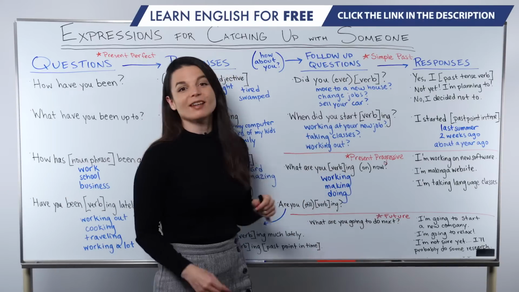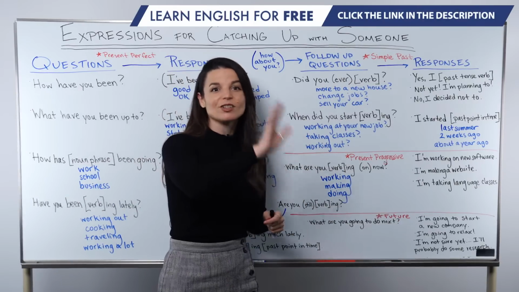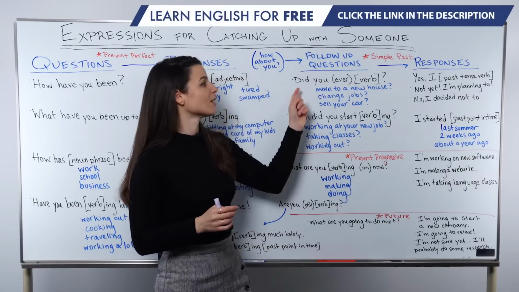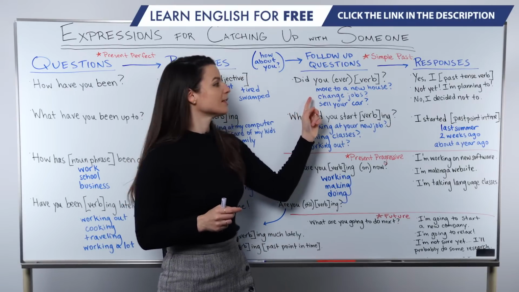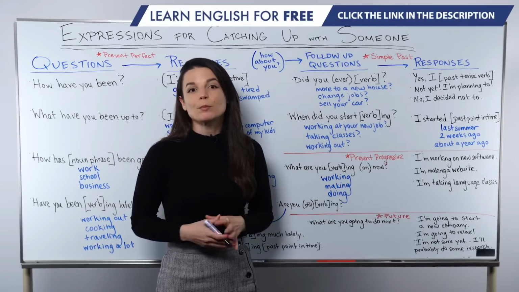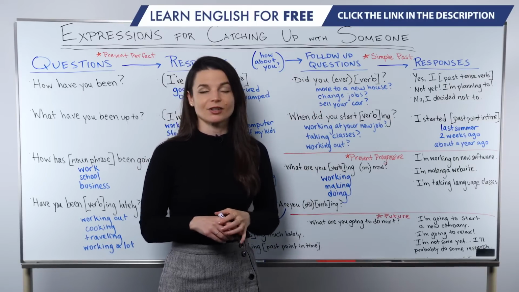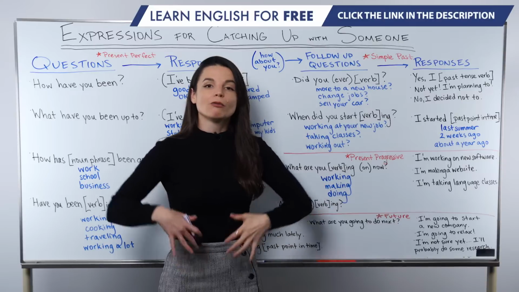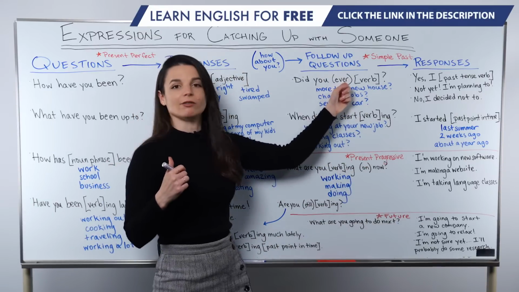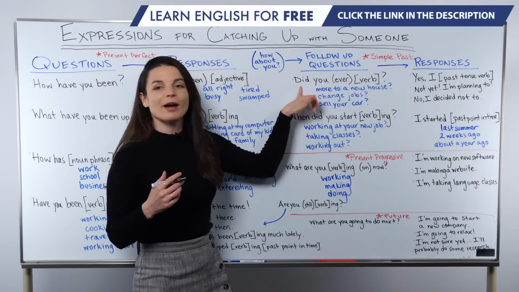So if you just want to ask if the person did something, just drop ever from the sentence. It's still 100% correct. So did you move to a new house? Or did you change jobs? Or did you sell your car? That's just a simple, basic past tense structure, and that's totally fine to use. For more emphasis on the long period of time, include ever here.